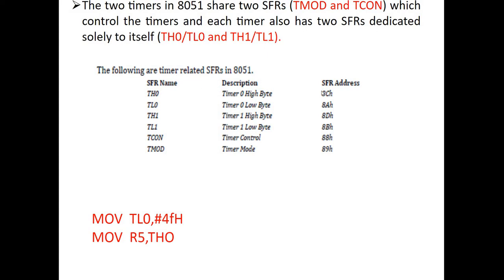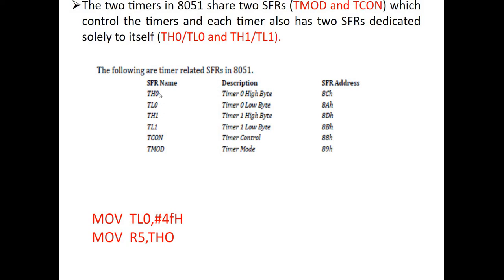So these are the special function register addresses for the various special function registers which are reserved for timers. For example, the special function register name is TH0, that is timer 0 high byte, and the address reserved for TH0 in the 8051 microcontroller is 8C. Similarly, we have all the addresses for all the special function registers.